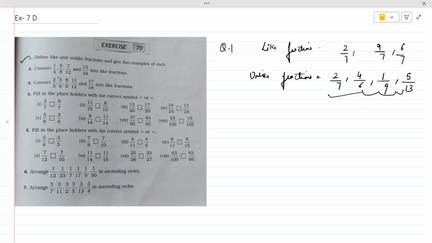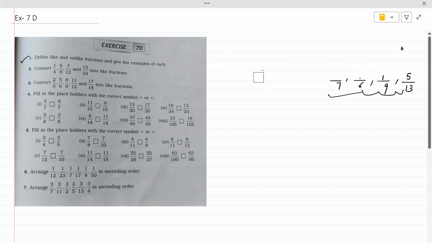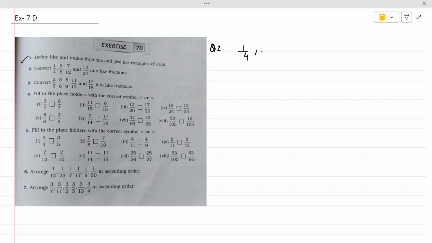Second is to convert 1 by 4, 5 by 8, 7 by 12 and 13 by 24 into like fractions. So kids, we have learned how we have to make them like fractions. We are going to find the LCM of all the given denominators so that the denominators of every fraction become same, and then we are going to simplify them. So question number 2, we have 1 by 4, 5 by 8, 7 by 12 and 13 by 24. So 4, 8, 12 and 24.